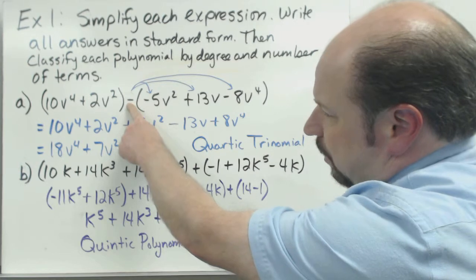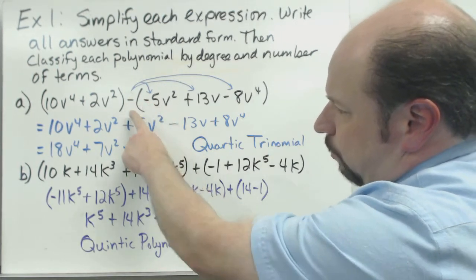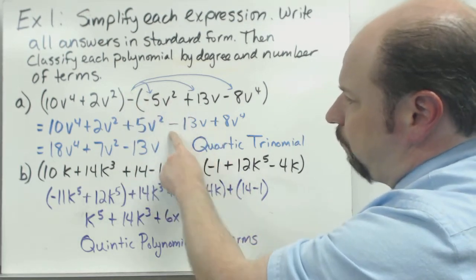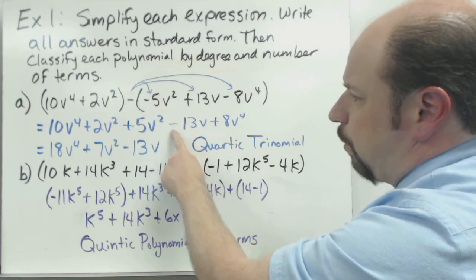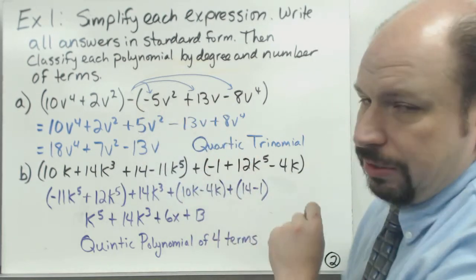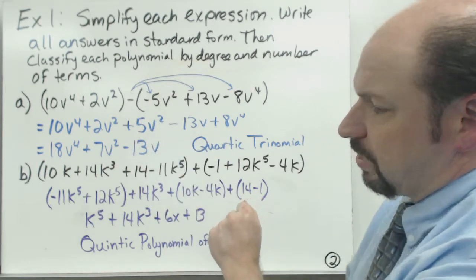But now this negative sign here, so minus a negative 5b squared, minus a negative is going to become plus here. And minus 13b, so minus a positive, so it's minus. And minus a negative again is going to make this one plus. So we have to be very careful of the signs.